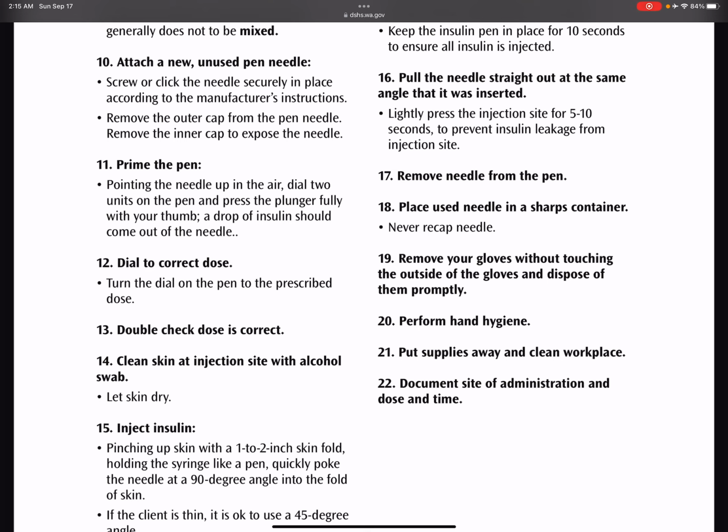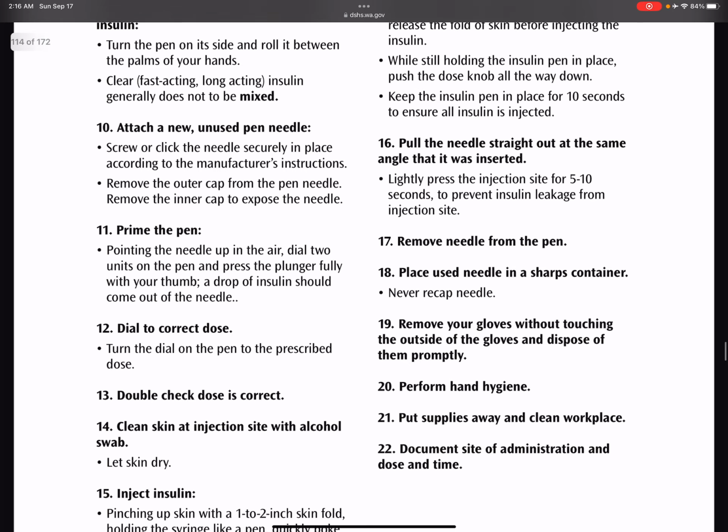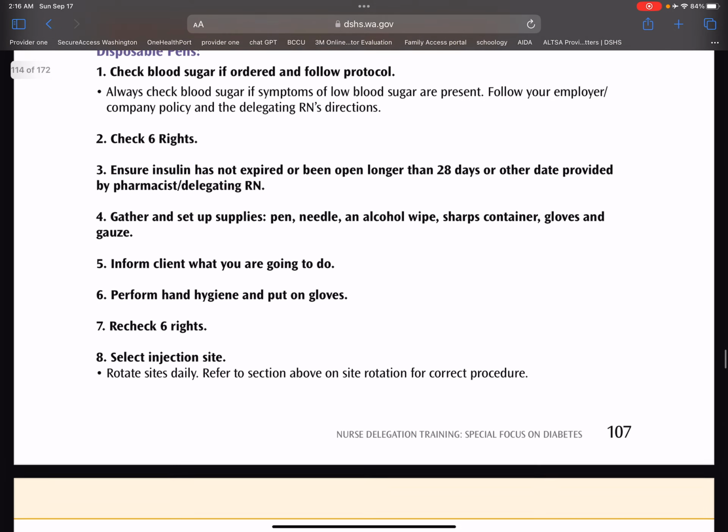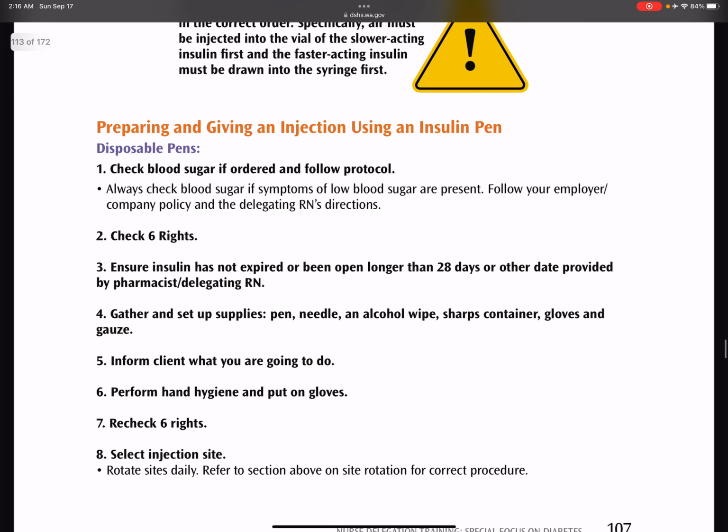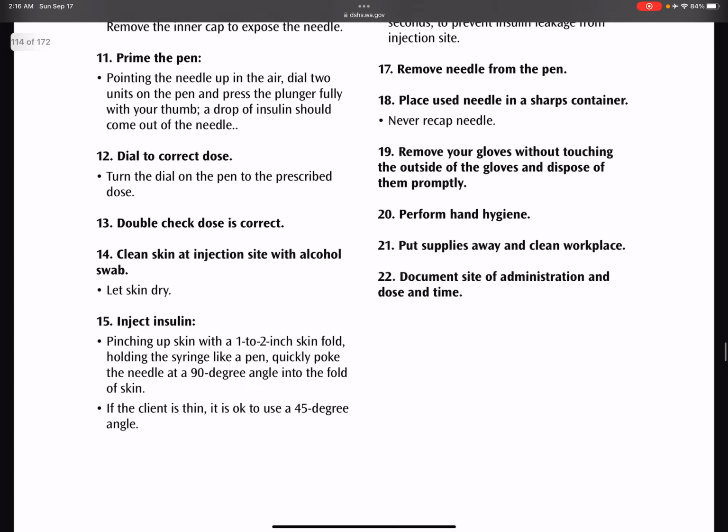Remove your gloves without touching the outside of the gloves and dispose of them properly. Perform hand hygiene. Put your supplies away and clean your workplace. Document site of administration, dose, and time. Yes, now you know how to prepare and give an injection using a pen.